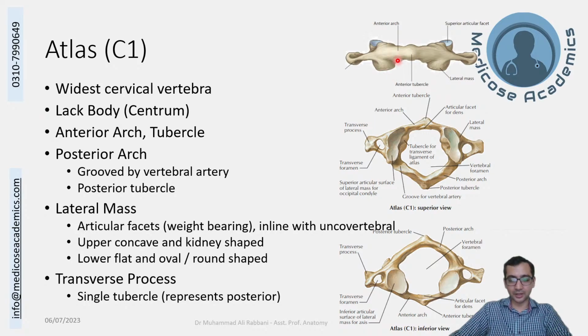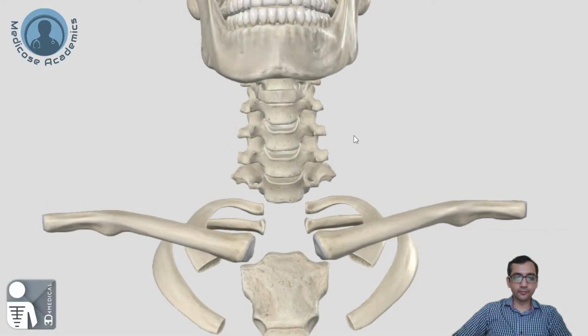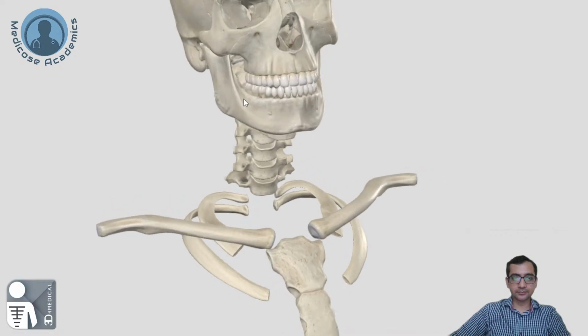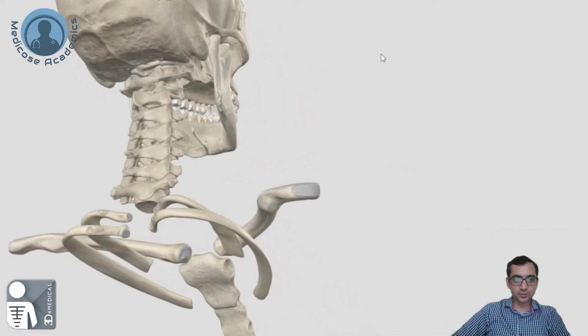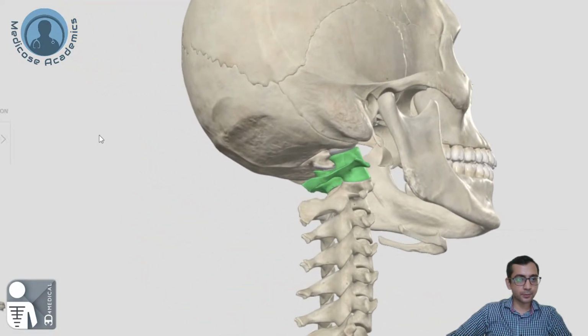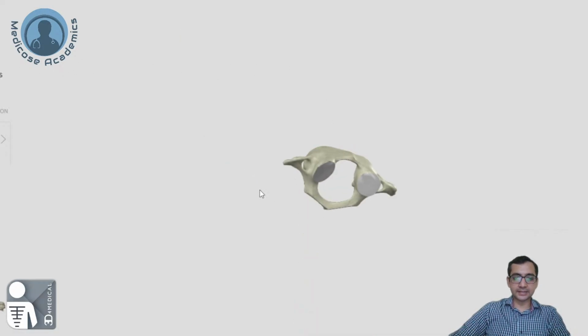This is the name behind that. So let's see the atlas here. This is our skeleton. Let's look at the atlas. This is the one that is giving support to the occiput, that is giving support to the base of the skull. So this is atlas.